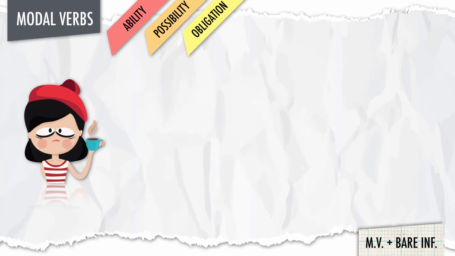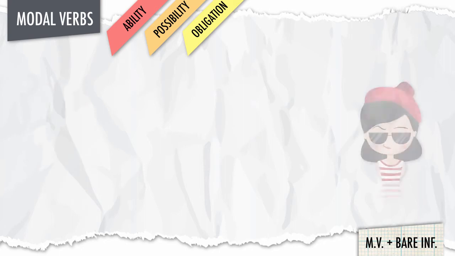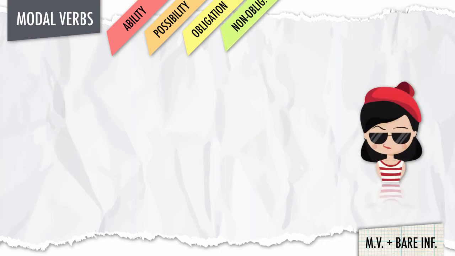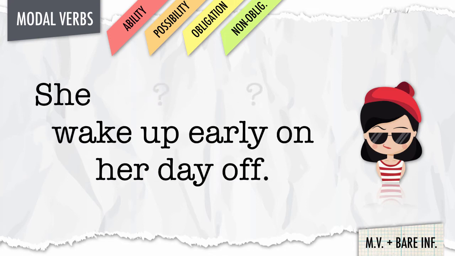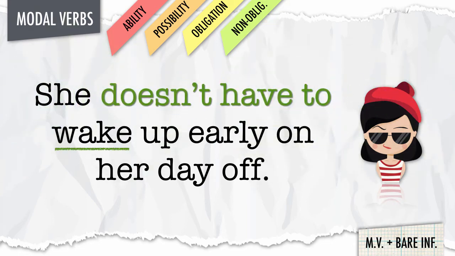But Francine's life isn't so terrible. She uses modal verbs to express non-obligations in her life, things she can do, but aren't necessary. She doesn't have to wake up early on her day off. She could, if she wanted to, but why would she?